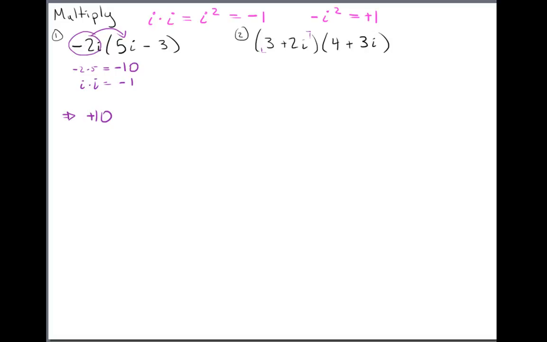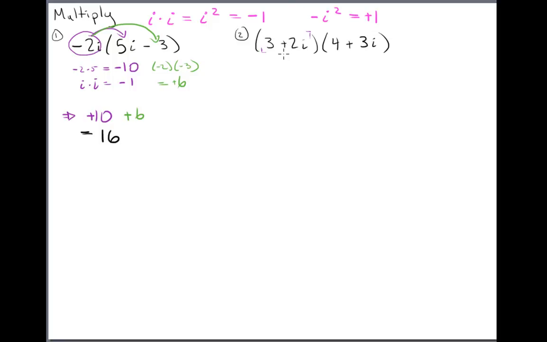Then we're going to distribute again. I'm going to take -2i, multiply it by -3, and -2 times the -3 is a +6. So we have 10 plus 6, and hey, we can combine that and get 16. Great. On to the next problem.